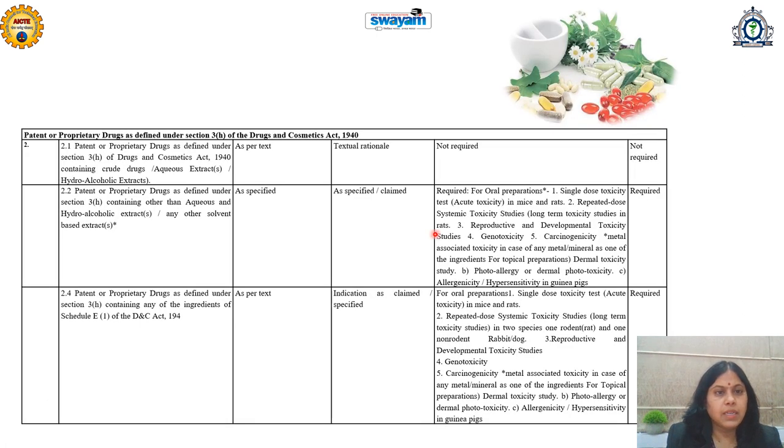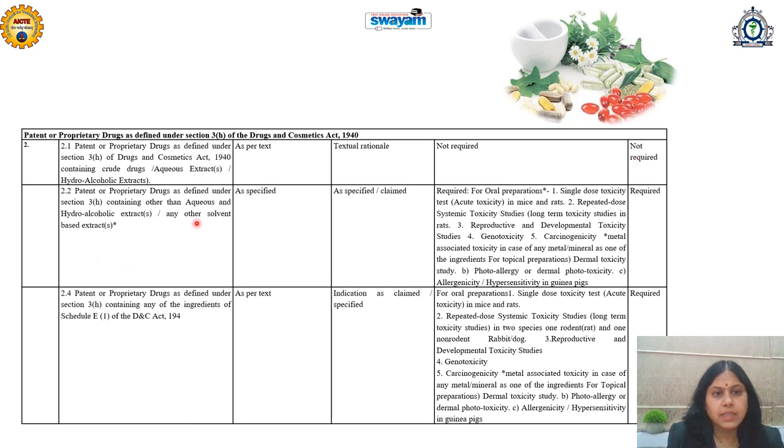Then next, in continuation, if the patent or proprietary drugs mentioned in the Drugs and Cosmetics Act contain aqueous extract or hydroalcoholic extract, and the ingredients are as per text, then there are text proofs for its indications. That is a textual rationale. Indication means use or therapeutic efficacy. Then preclinical safety data and preclinical efficacy data are not required.